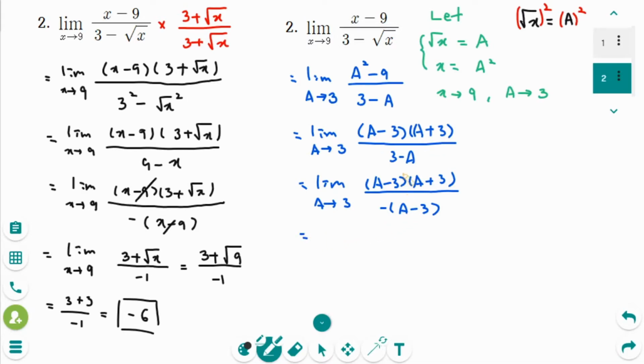And then cancel the common factor, which is a minus 3. So limit as a approaches 3, a plus 3 over minus 1. Then put 3 into a. So 3 plus 3 over minus 1. So the answer is minus 6.